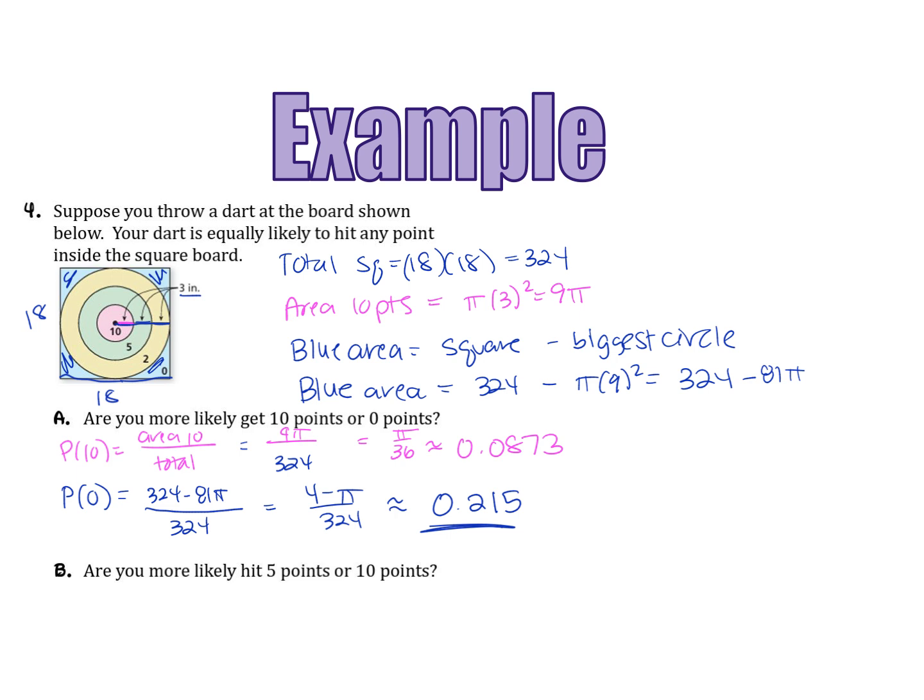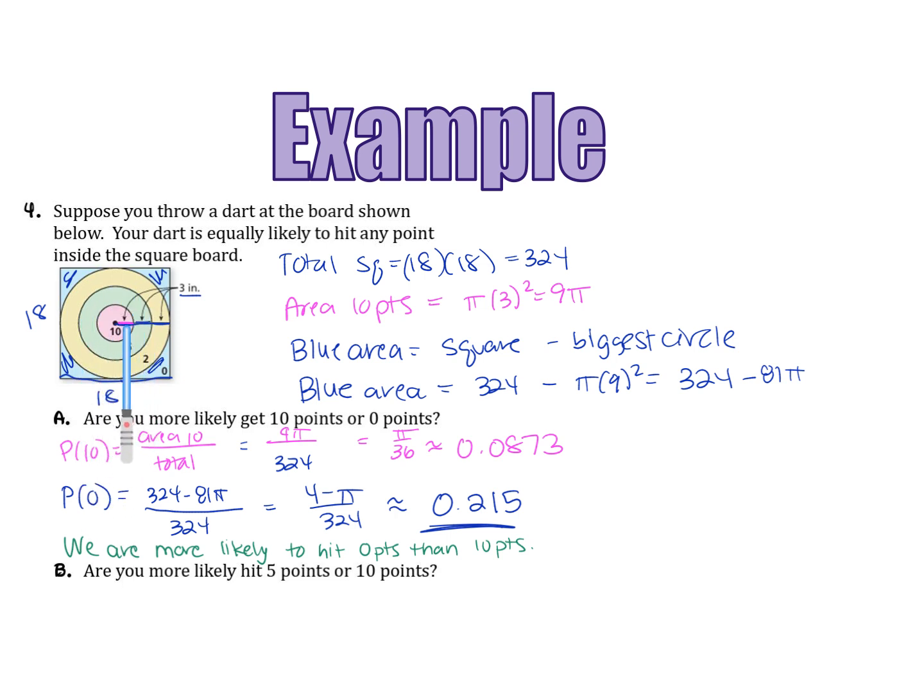We want to make sure that we clearly answer our question. So what we're going to do is write a sentence answering the question. That sentence is going to say, we are more likely to hit 0 points than we are to hit 10 points. For part B, we already know the probability of 10 points. We have that here. So we need to figure out the probability of 5 points and then figure out which of those is greater. So 5 points is just this green circle.